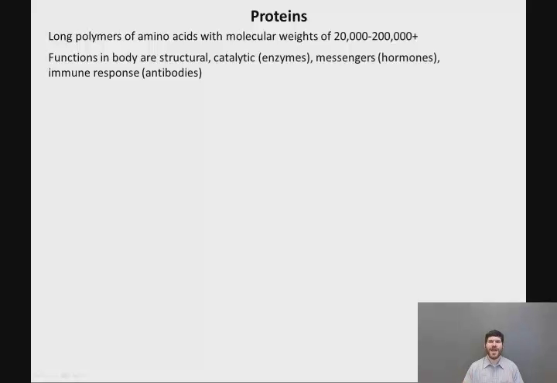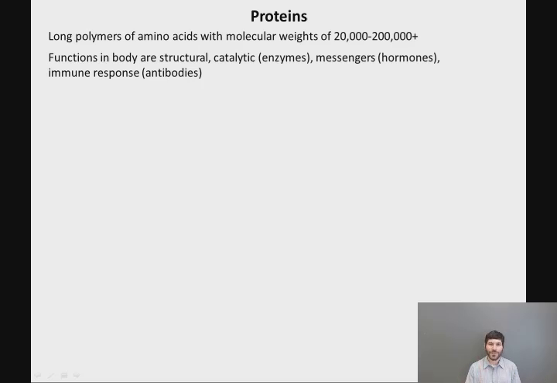Moving larger from peptides, we now consider the structural features of proteins. Proteins, of course, are long polymers of amino acids with molecular weight starting at 20,000 but can go to 200,000 or higher. They're typically going to have over 100 amino acids, up even close to 1,000 amino acids. So the function of proteins in the body, of course, there are four major functions.